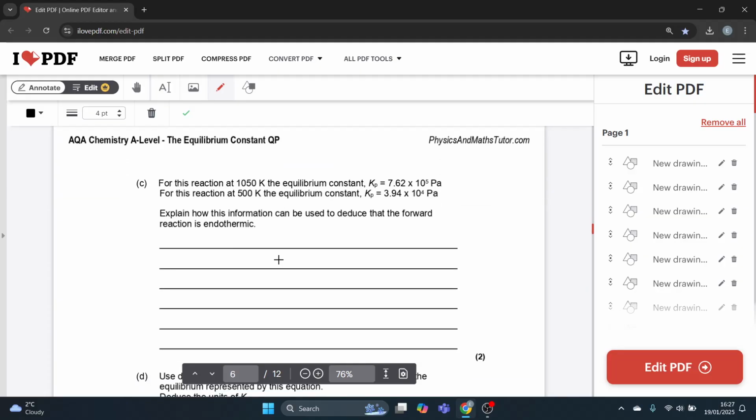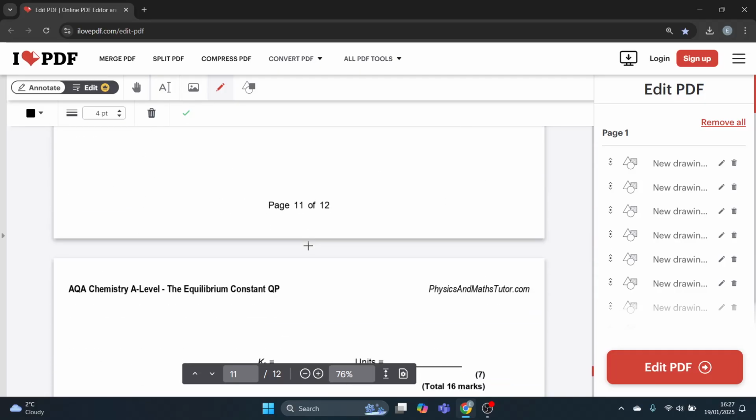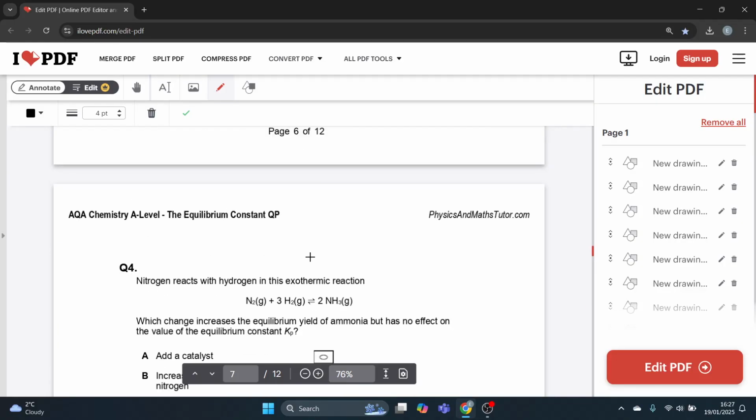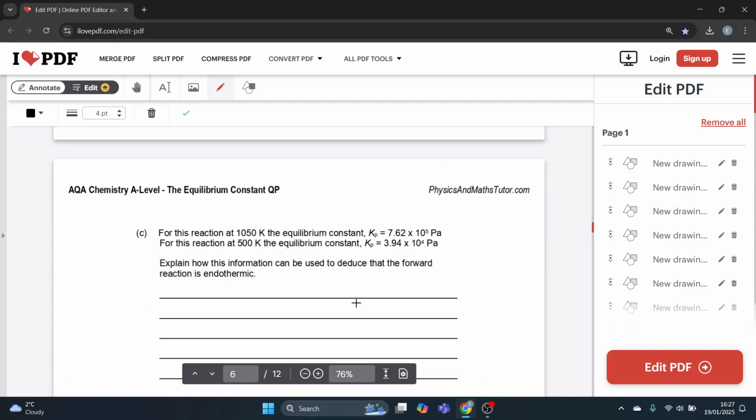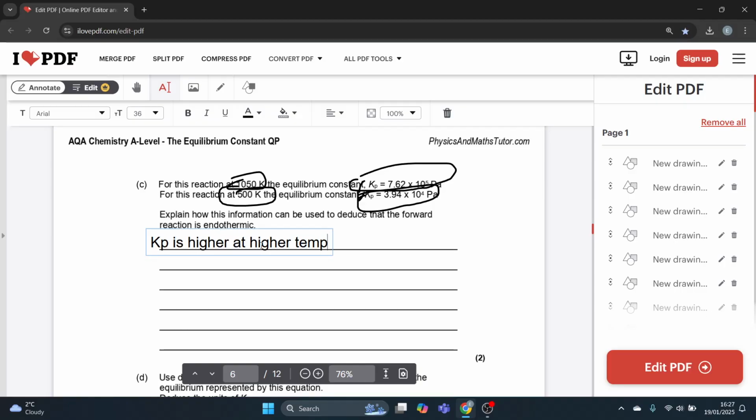Okay, part C says explain how this information can be used to deduce that the forward reaction is exothermic. So I know the reaction at a high temperature, equilibrium constant is this, and a reaction at a lower temperature, equilibrium constant Kp decreases. Well, first I'd state the obvious. Kp is higher at higher temperatures.